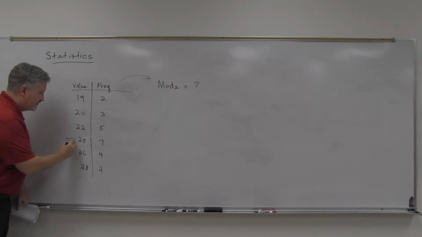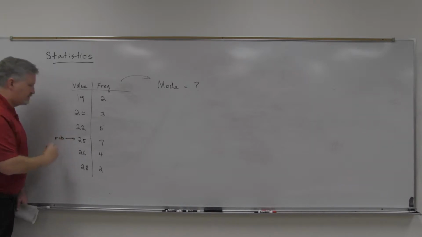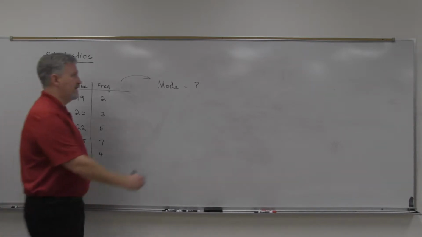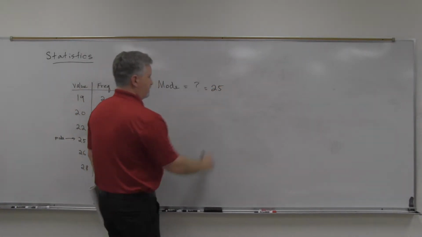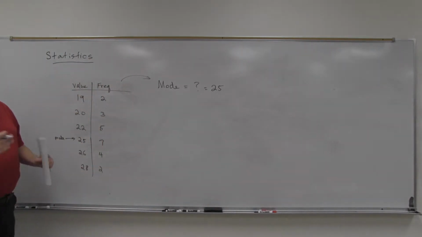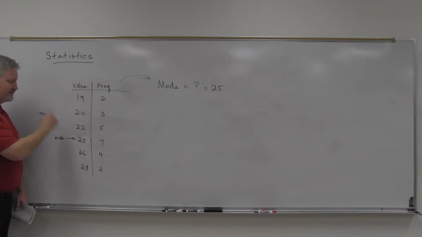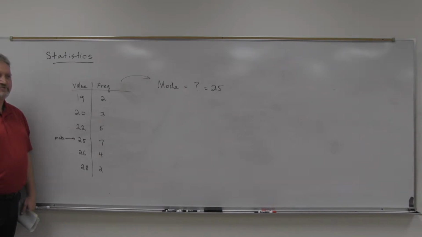25, okay. I would have 25 be the mode because it occurs 7 times. All the other values occur less than 7 times. I mean, 22 has 5 of them, but the mode here is 25. So when you have a frequency distribution, that's an easy calculation as long as you know what you mean by the mode. It means the most frequently occurring value. 25 occurs 7 times, it's the mode, okay?